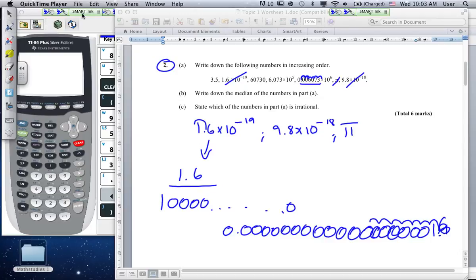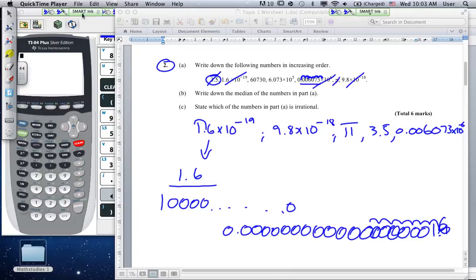When I move this 6 places, I get 1, 2, 3, 4, 5, 6. Yes, you've got the 3.5 over there. The pi is 3.1, so yes, 3.5 comes after pi. And then the next one over here would be 0.006073 times 10 to the 6. That would be the next biggest one.